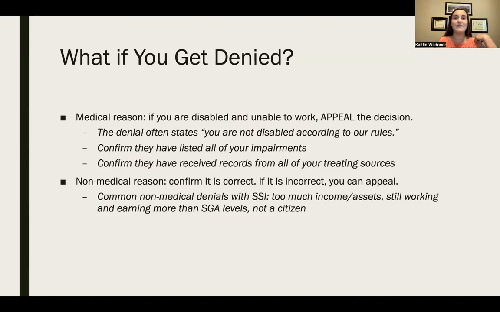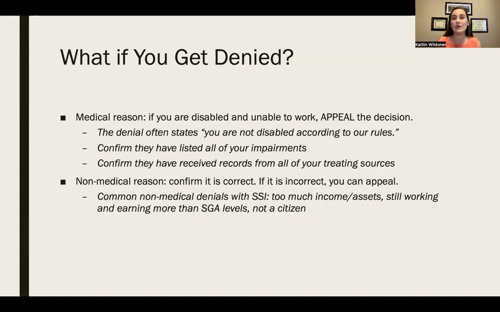The denial will often state that you are not disabled according to our rules. However, you want to confirm that they've listed all of your impairments that are impacting your ability to work, and you'll want to make sure that they've gotten records from all of your treating sources, okay? Sometimes they don't. Sometimes they don't consider everything. Sometimes they're missing medical records, and both of those can very easily result in a denial that should have been an approval. So that's one thing to look at. Again, if you are disabled and unable to work, appeal the decision, especially if you've got supportive doctors.